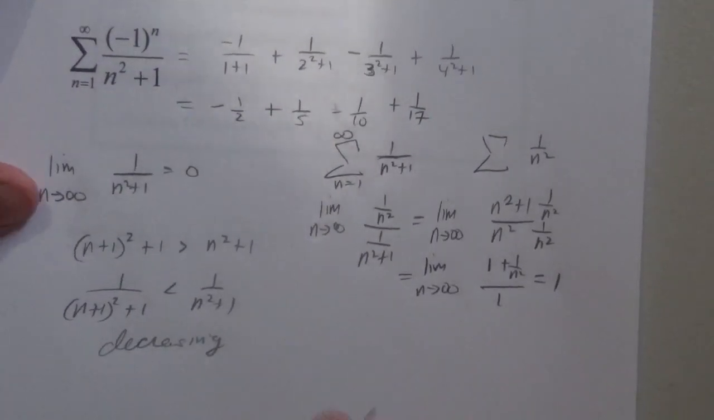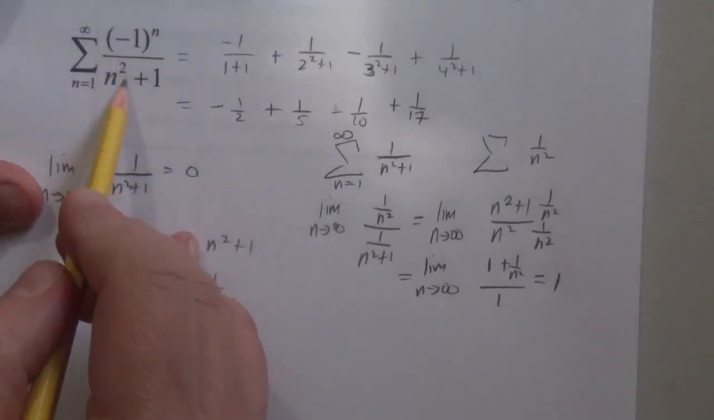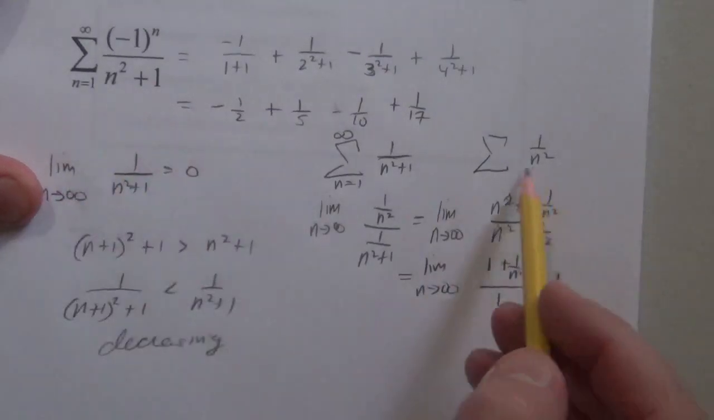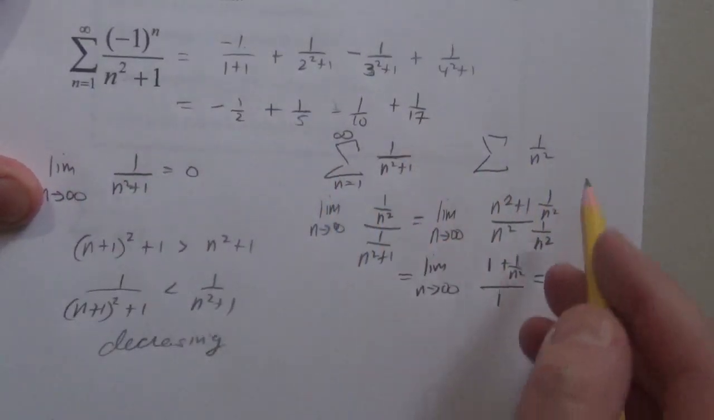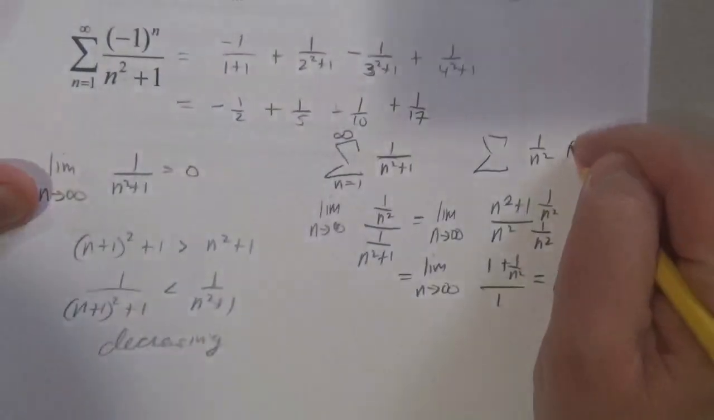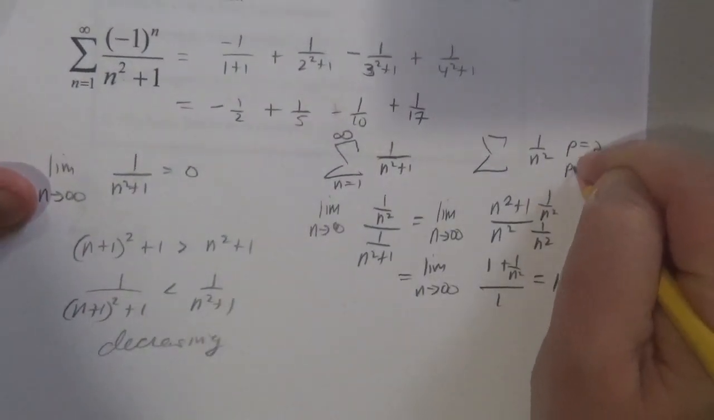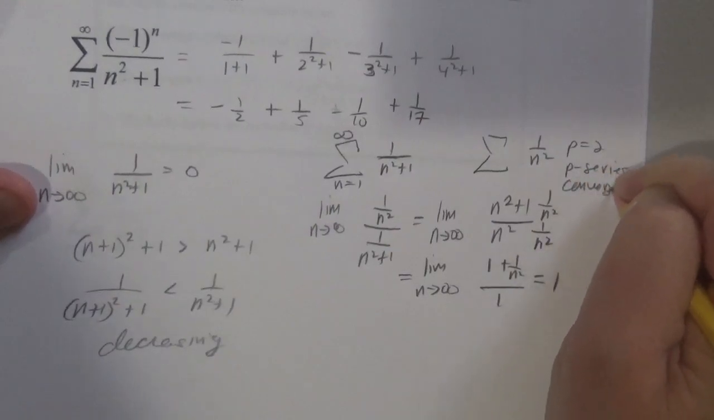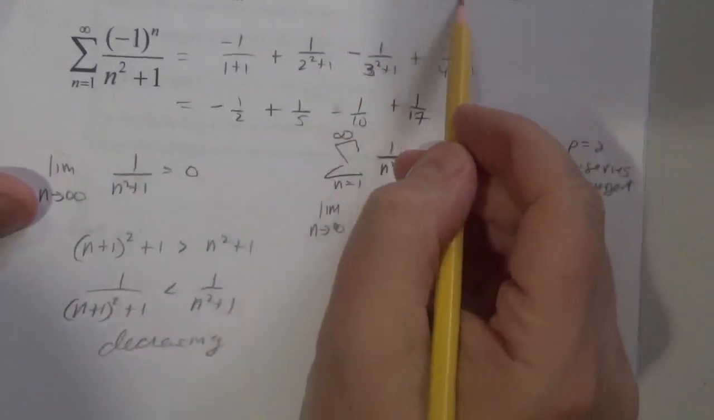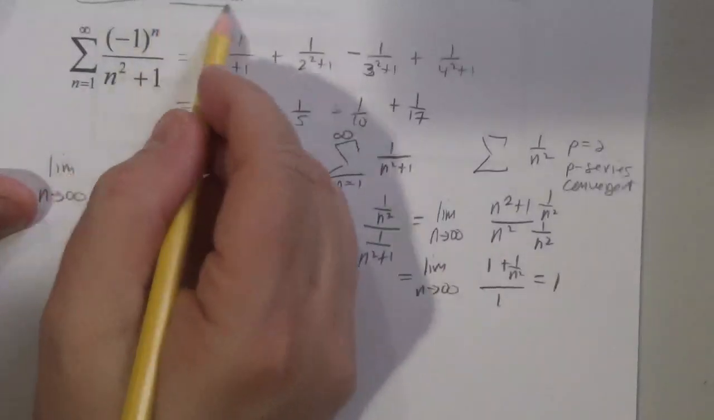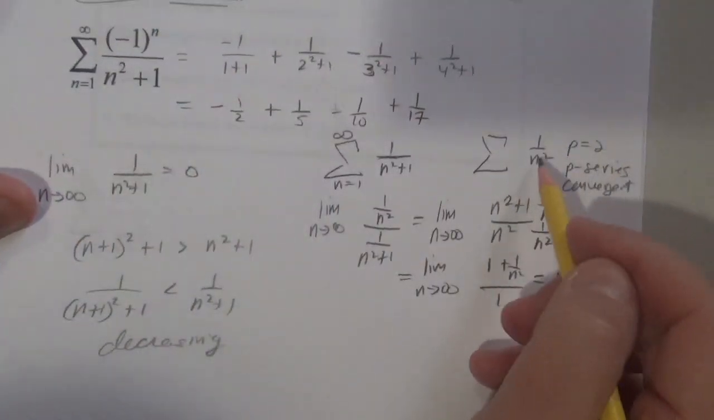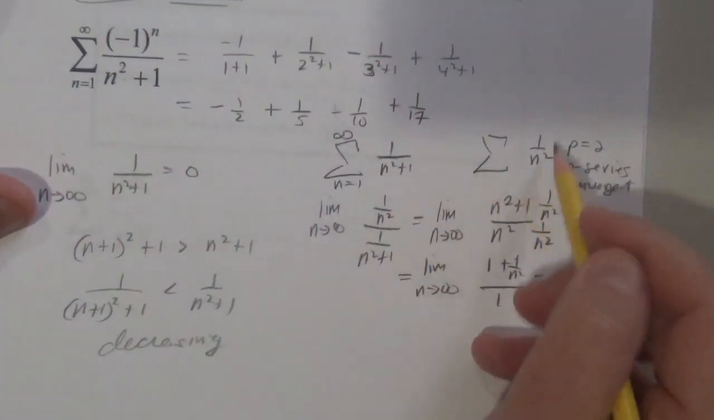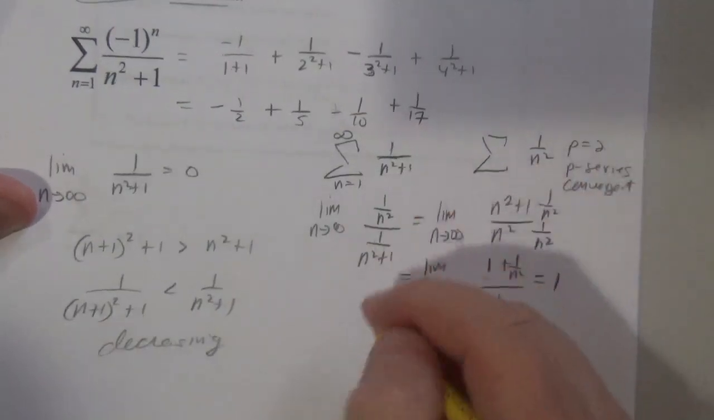So I've shown that this series converges without the -1 using limit comparison test to a p series, p equal to 2, p series convergent. So I've done that. And the last thing is conditionally or absolutely. Well, this series here converges because this one converges by limit comparison. I should probably write that down here.